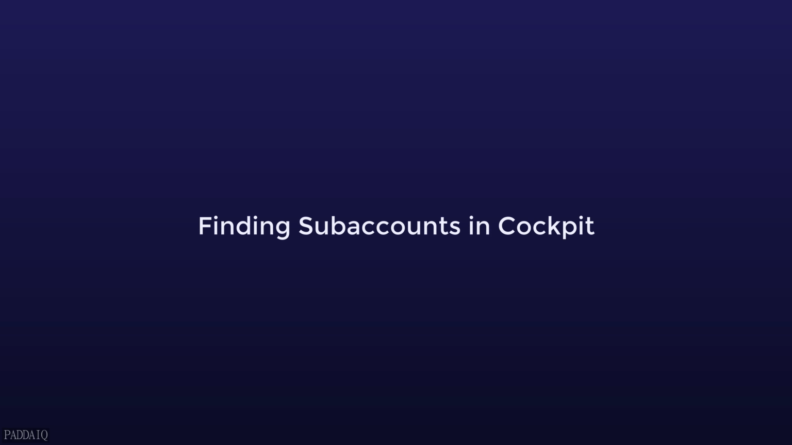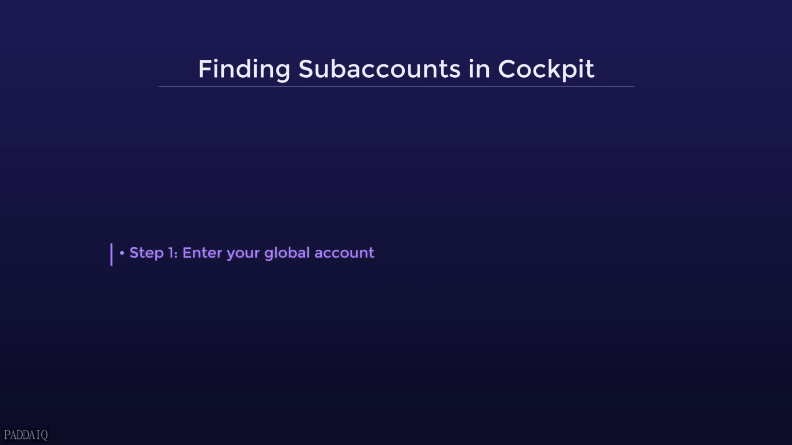Locating sub-accounts within the SAP BTP cockpit. Step 1. Enter your global account. This means typing the unique name of your organization's main SAP BTP container into the search field. For instance, if your company is Northwind Traders, you would enter northwindtraders_GA to locate it. This is your starting point to access and manage all your subaccounts efficiently.